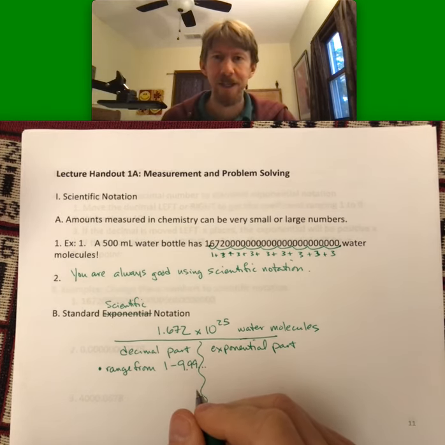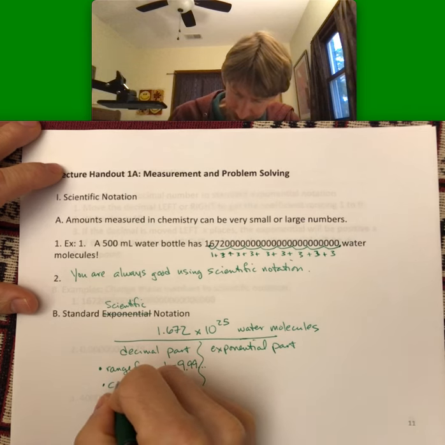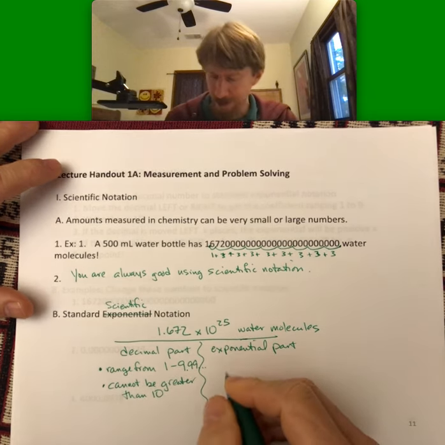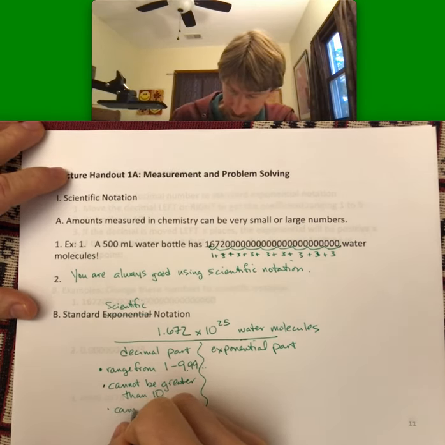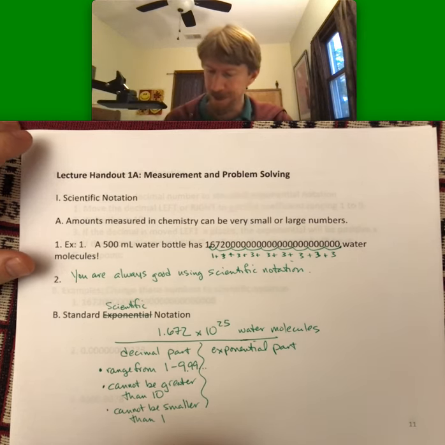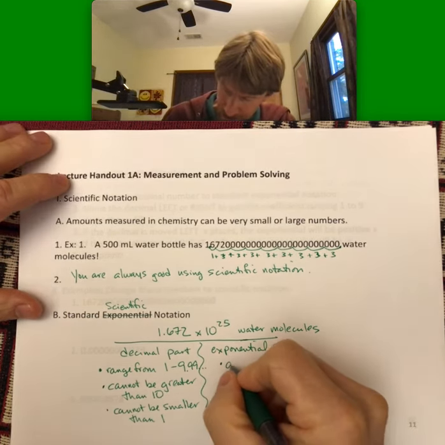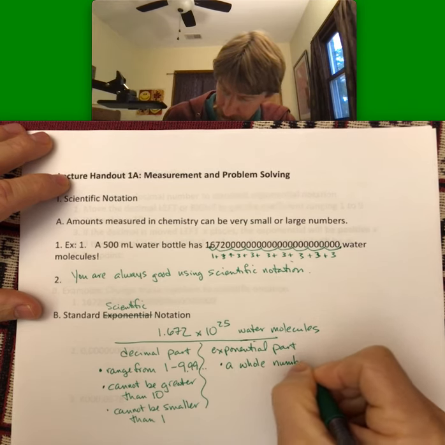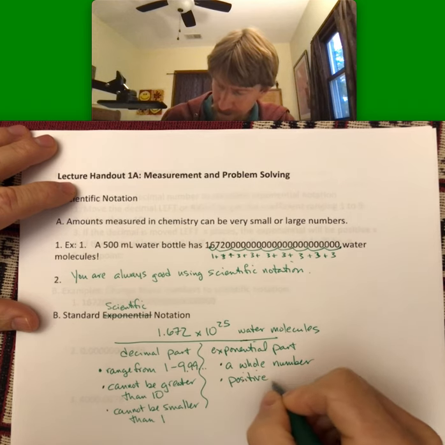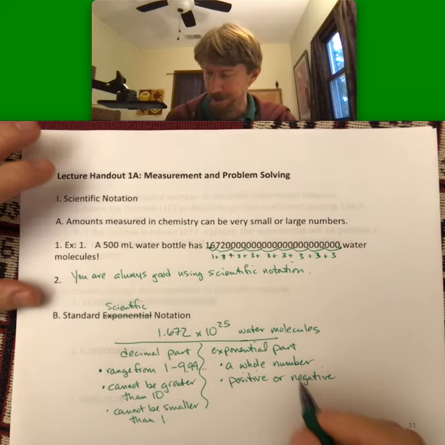We will not express scientific notation as 0 point something and then with an exponent. And so it cannot be greater than 10. Otherwise, we'd change the exponent. And it cannot be smaller than 1, at least not to be in proper scientific notation. Now, as far as the exponential part goes, the exponential part must be a whole number. And the exponential part can be positive or negative. It'll be positive for very large numbers, and it'll be negative for small numbers.